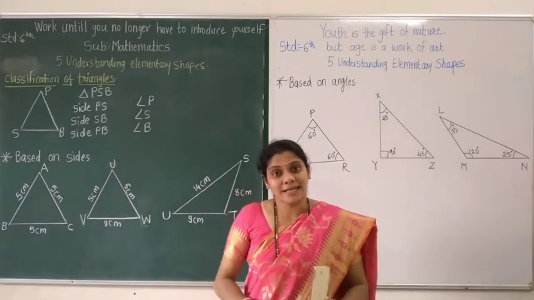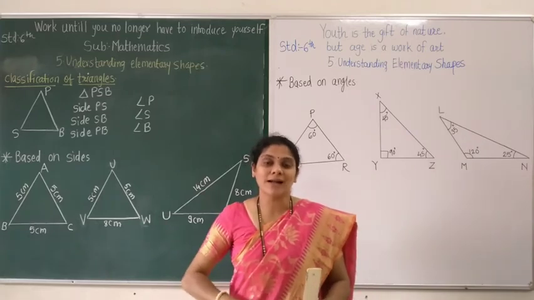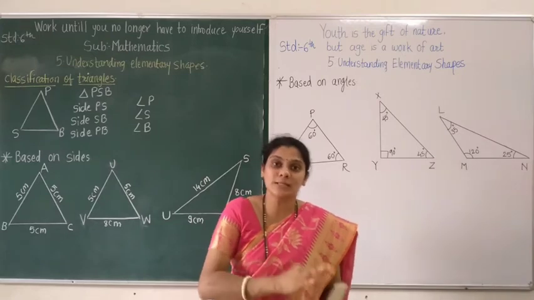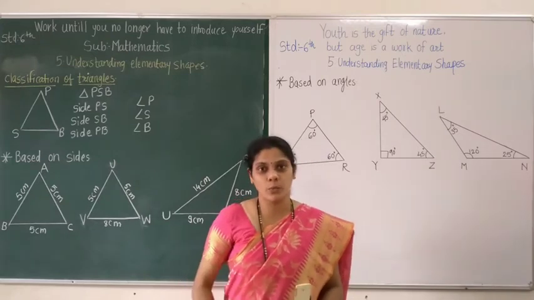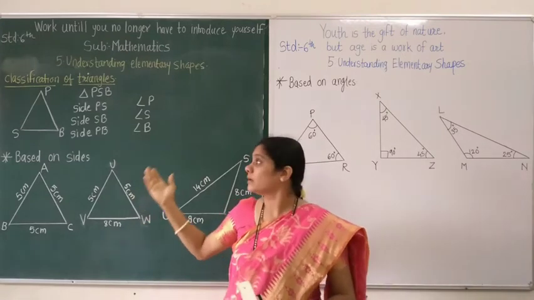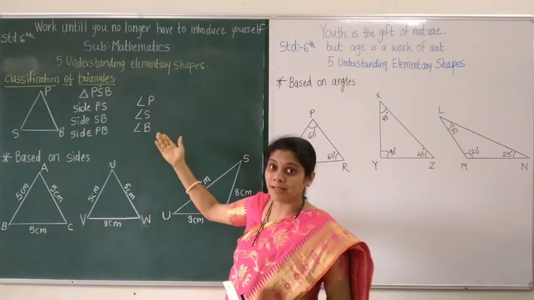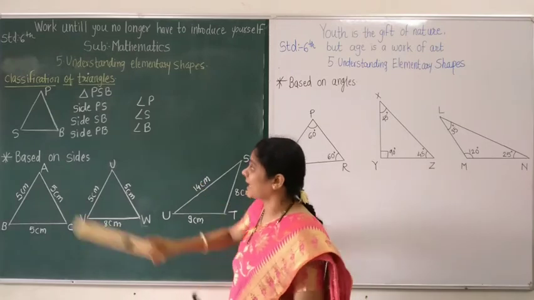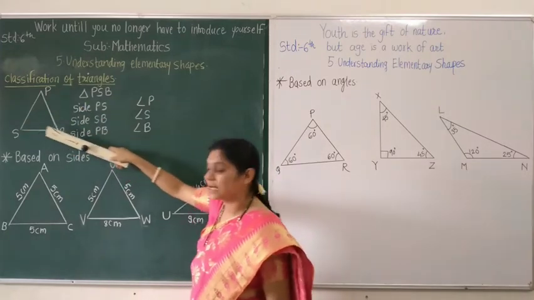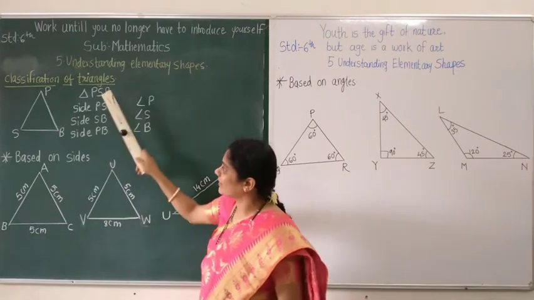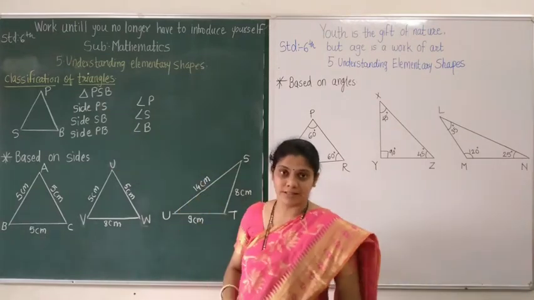Okay, now while writing the names of angles, you can write in two ways: by writing their names using three letters or by using one letter. Here I wrote the names of angles with the help of three letters, but here I am using only one letter, that is angle P, angle S or angle B. Okay, so each triangle has three sides and three angles.